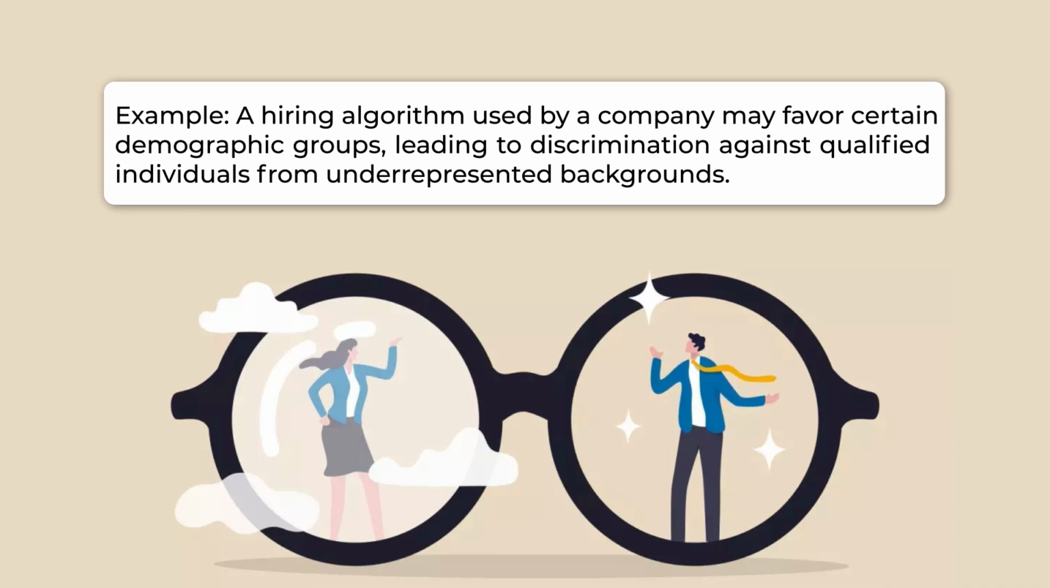Let's take an example. Suppose a company which is using an algorithm for hiring its employees goes on to favor certain demographic groups. Maybe it goes on to favor particular genders. What would it lead to? It would definitely lead to discrimination against qualified individuals from underrepresented backgrounds or from some genders which are discriminated against. And this may definitely create a problem when it comes to creating equity.